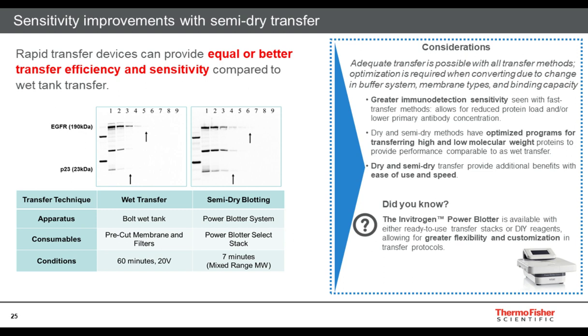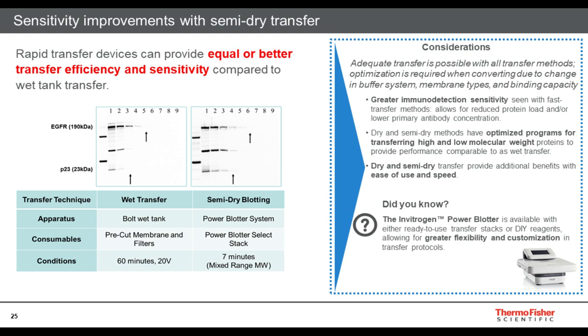In addition to improving the transfer consistency, fast transfer devices can also help improve sensitivity. While adequate transfer is possible across all transfer systems, it's often necessary to optimize and ensure good transfer on the system of choice. Buffers, membrane types, and membrane binding capacities all play a role in affecting the transfer quality in a given system.